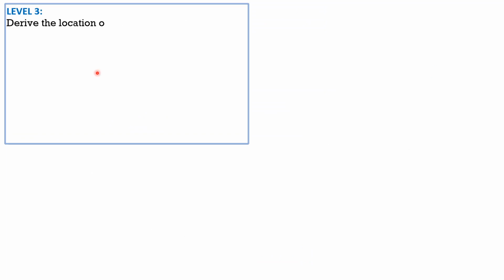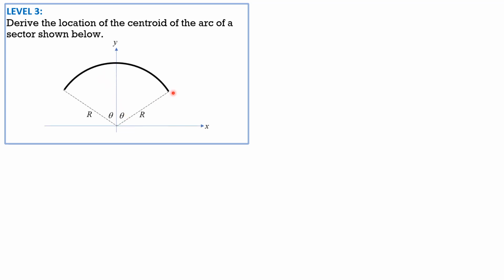Level 3, derive the location of the centroid of the arc of a sector shown below. So this is the arc of the sector, and the angle is bisected by the y-axis. By symmetry, the centroid would lie on the y-axis. Therefore, barred x is 0. So we only need barred y or y sub g.